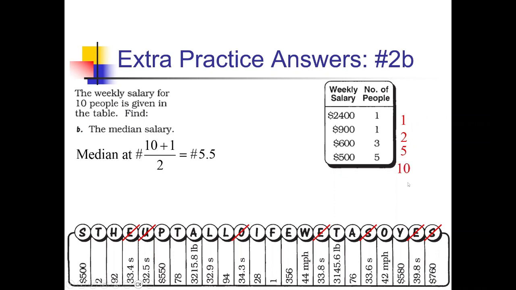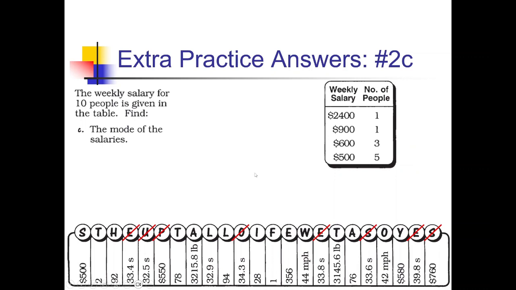So we said that we needed to average items 5 and 6 together. So 5 and 6 would be the 500 and the 600 here, so average those together. I could do that on the calculator, but I know that 550 is halfway between 500 and 600, and 550 is over here, so cross off P.